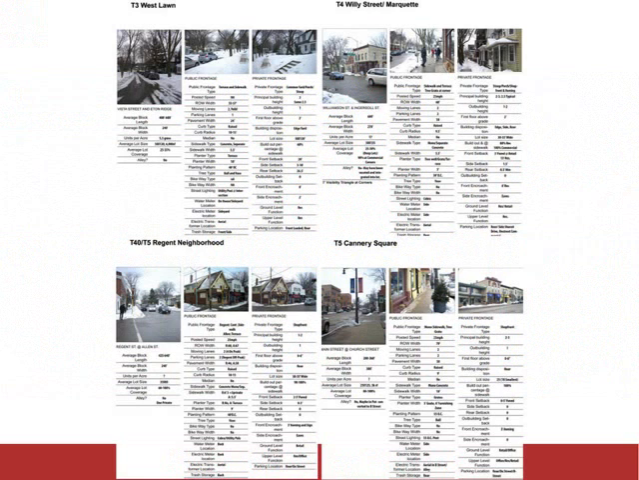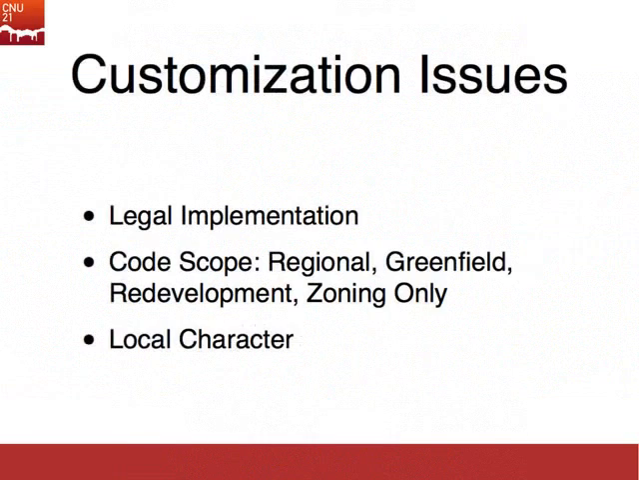We'll also have available the Synoptic Survey app. You can download that from bento.com if you're interested in using your iPad or an iPhone for calibration techniques. That is a possibility. And then we'll get immediately into some major customization issues, the way in which you legally implement it, whether it's a replacement code, a parallel code like a floating zone, whether it's regional, greenfield redevelopment, or strictly zoning only, and then the customization issues related to local character.